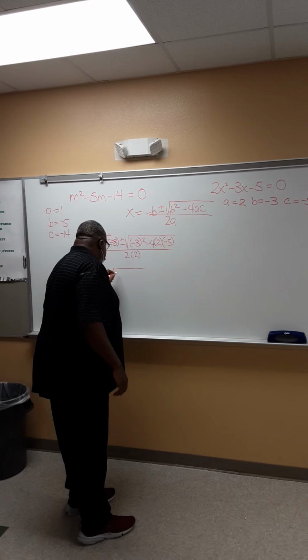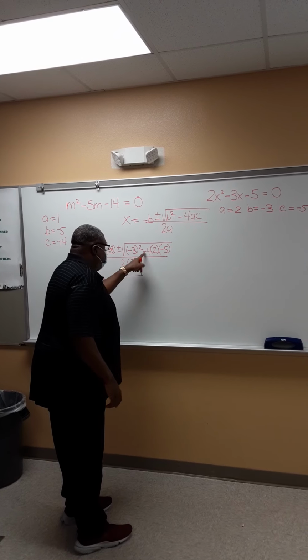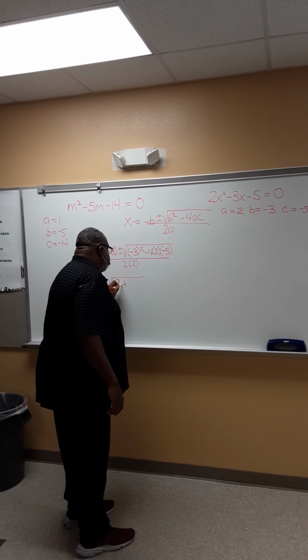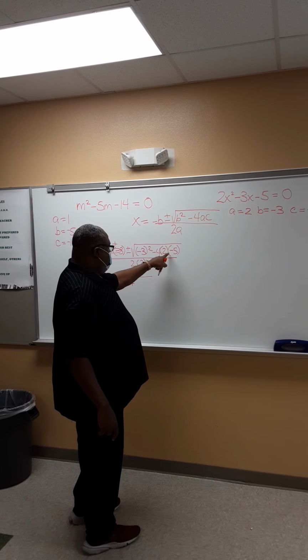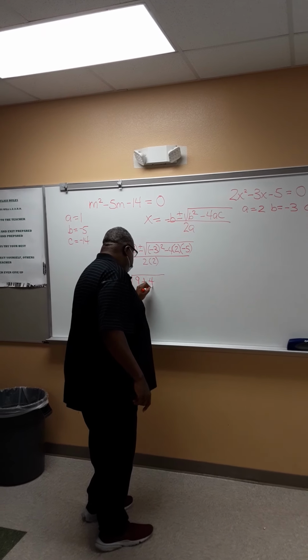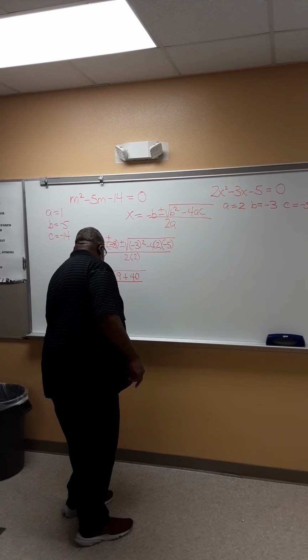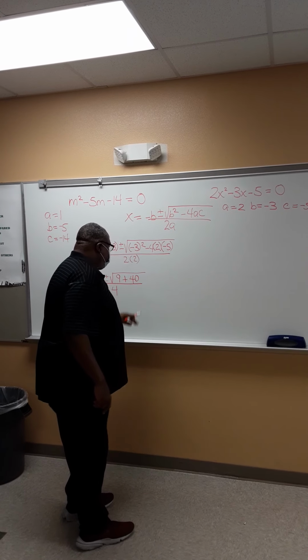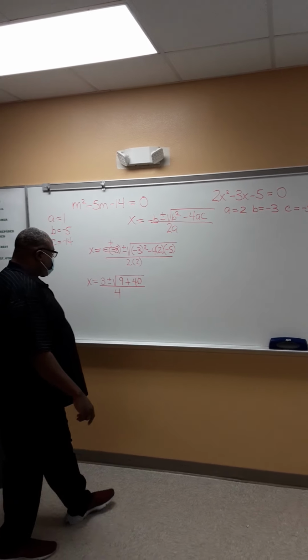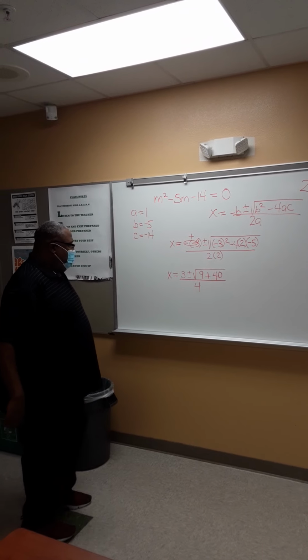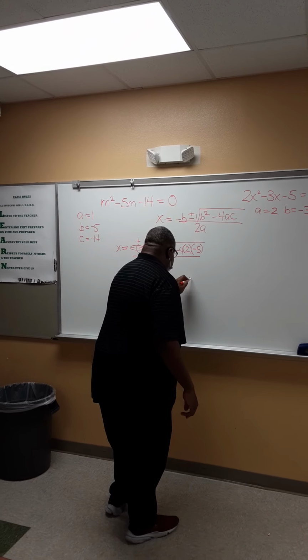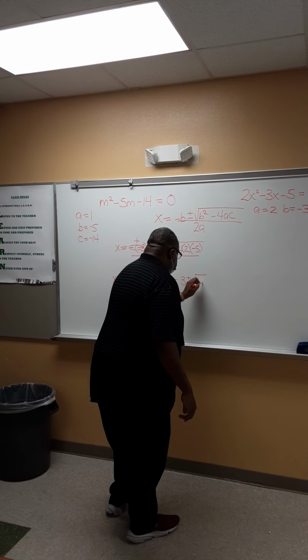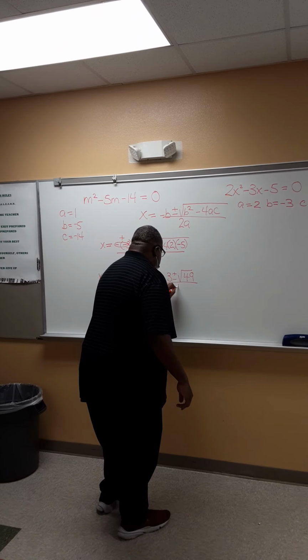-3 squared is 9. Negative and negative make a positive, so that's plus. 4 times 2 is 8. 8 times 5 is 40. All over 4. Okay? Now we get 3 plus or minus square root of 49 over 4.